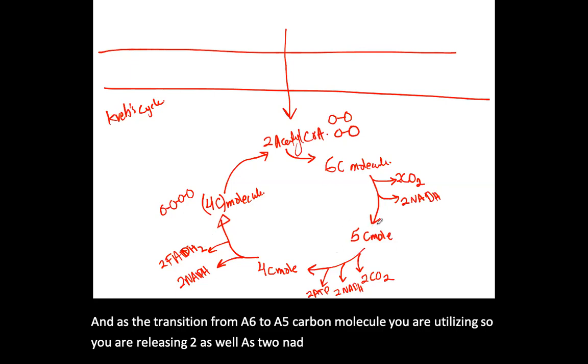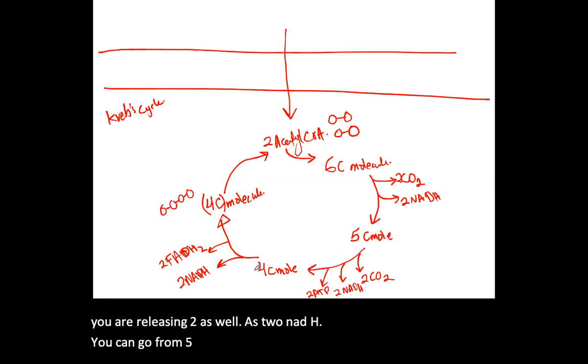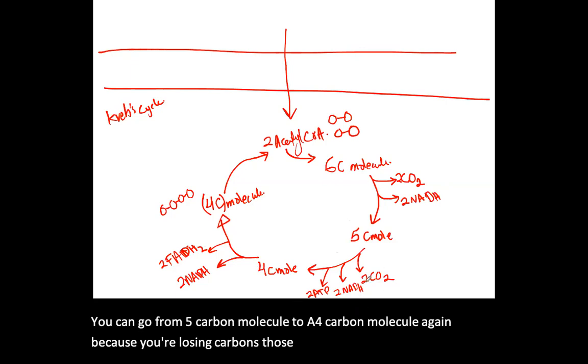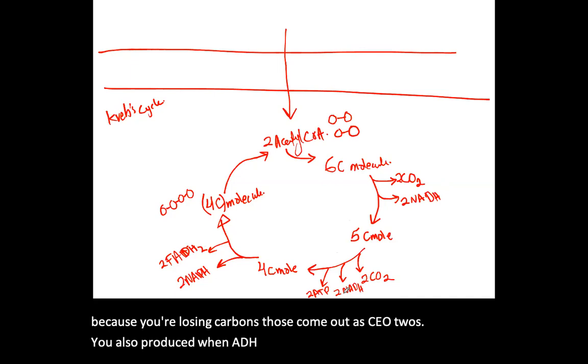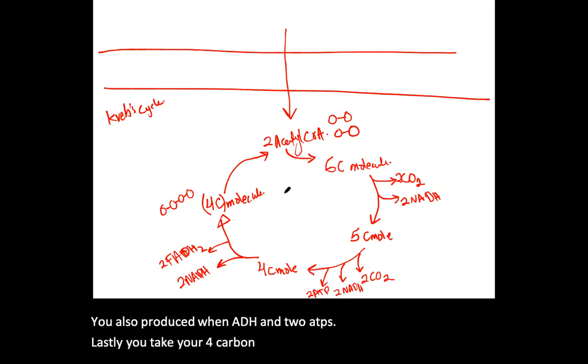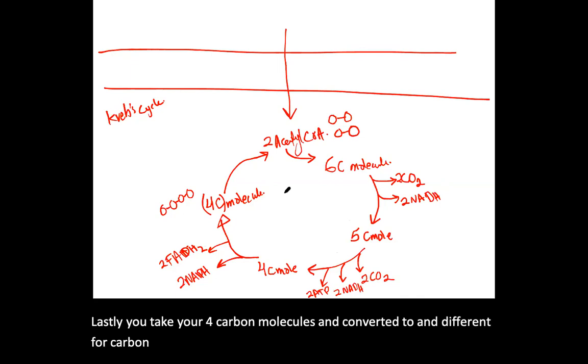You can go from a 5-carbon molecule to a 4-carbon molecule. Again, because you're losing carbons, those come out as CO2s. You also produce 2 NADH and 2 ATPs. Lastly, you take your 4-carbon molecules and convert them to a different 4-carbon molecule. And during this transition, you also produce 2 NADH and 2 FADH2s.